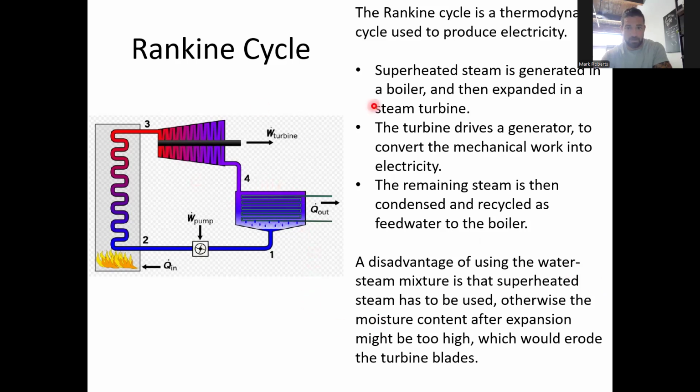So we're going to start with superheated steam generated in a boiler. That would be this right here, state 2 to state 3. So we start from, in this case right here, high pressure liquid. And when we heat up high pressure liquid, we get high temperature, high pressure steam.